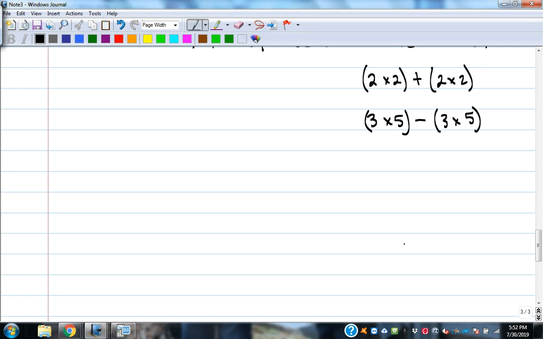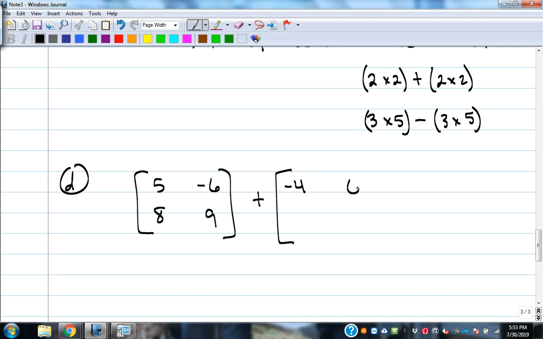So let's look at example D. Let's take this one: 5, -6, 8, 9, plus -4, 6, 8, -3. So here we have a 2 by 2 and a 2 by 2. They are exactly the same size, so that means that you can add them. The way that you add matrices is by corresponding positions. 5 plus -4. They're both in the top left, so you put them together. 5 plus -4 would be 1.